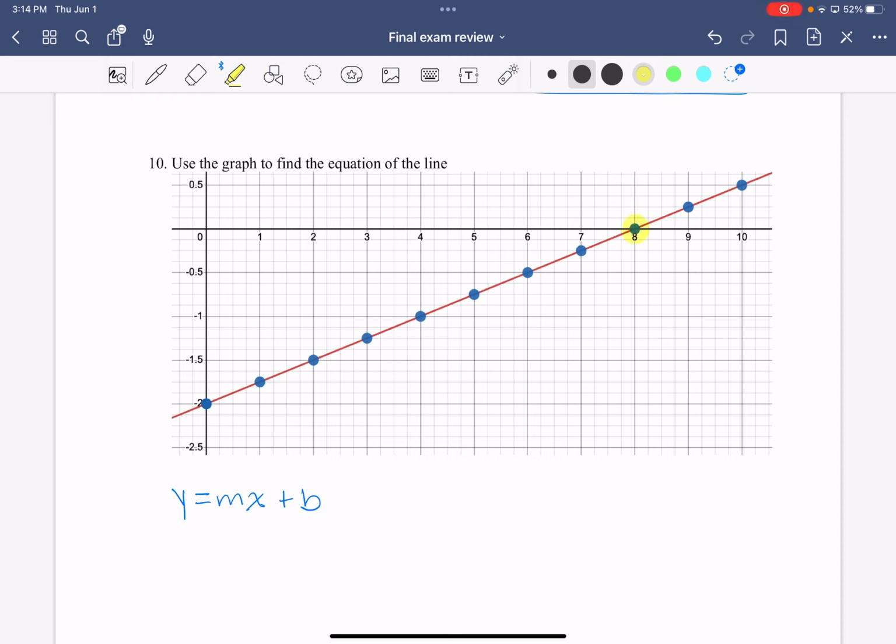That's a really nice point. All right, that point right there, well, be careful though, it's not 0, 8, it's 8, 0. So that's a good point. What's another point you want to pick? 4, -1. Let's do that. So again, any points of your choosing, we picked 8, 0, and we picked 4, -1.